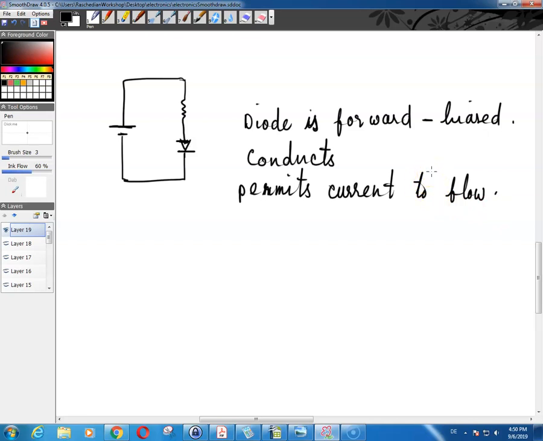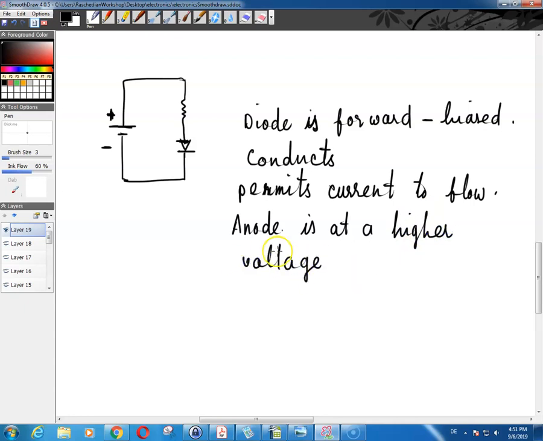Technically we say that the anode, which is connected to the positive pole of the power supply, and the cathode, which is connected to the negative pole of the power supply, the anode is at a higher voltage than the cathode. We say that the anode is at a higher voltage than the cathode. Okay.